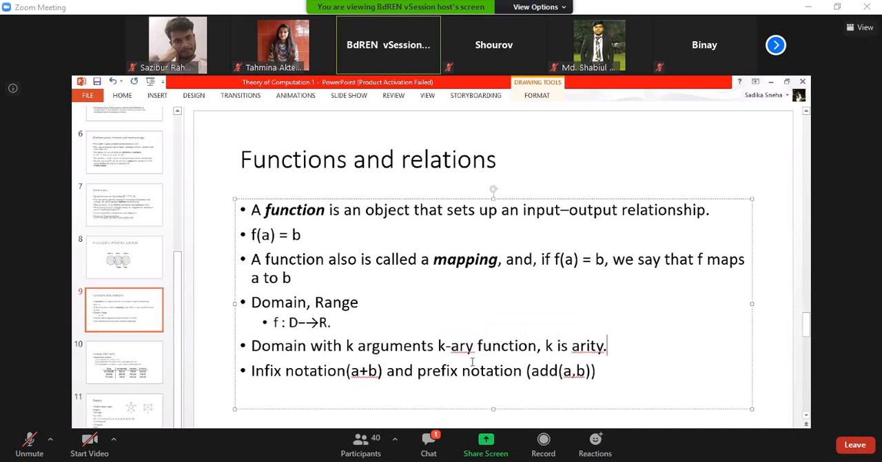Okay, if there are two elements, then it will be a binary function. So we have two names for these two, that's why we can use unary or binary, but there can be more. Okay, a 3-ary function there can be, a 4-ary function can be. So k is also known as arity. It refers to the arguments that are in the domain of a function, or the input of this function.